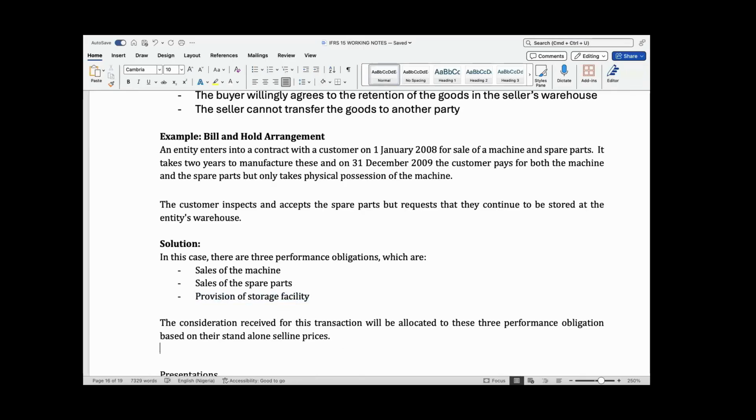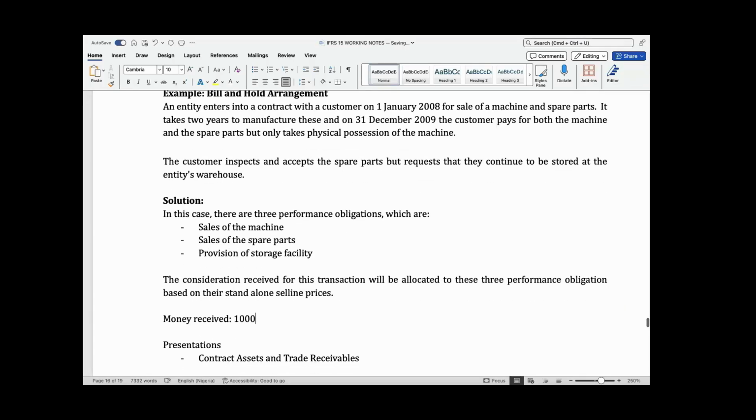So let's say that the money received for the entire goods is 1,000 naira. That's the money you received. But you are providing storage facility free. However, if you're going to charge for this storage facility separately, let's say the standalone selling price is 100 naira, right? So even though you are providing this storage facility free, you need to recognize this 1,000 between the goods and also the storage facility.